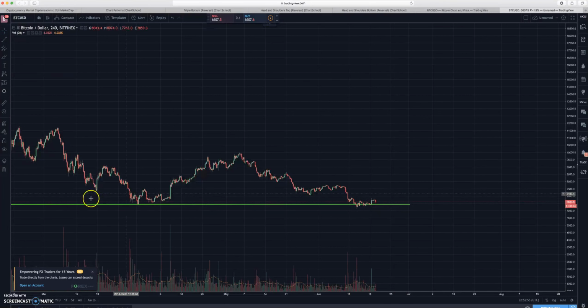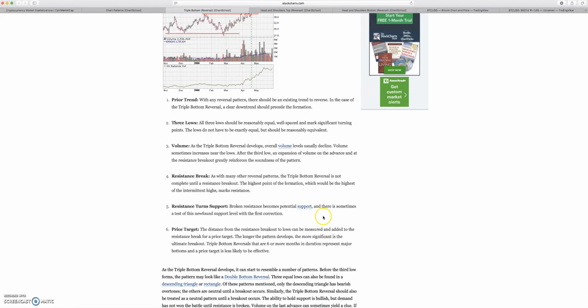And what we're looking for is another situation like this, and I'll just keep going into what stockcharts.com has to say. So the volume: as the triple bottom reversal develops, overall volume levels usually decline. And we've definitely seen that. Everybody on YouTube, everybody who's on TradingView is talking about the volume. It's so low, and everybody thinks that means we're going to go into oblivion, down to 1,000 or whatever.